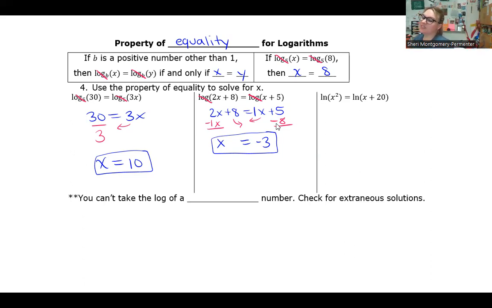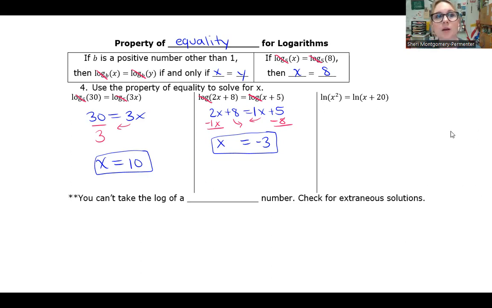One thing that's kind of nice with working with the logs is that the base is already the same. Like you can't do anything if the bases aren't the same. So it's a little different than exponentials where you have to make the bases the same. For logs, they are the same and you can do something with them, or they're not the same and you can't.